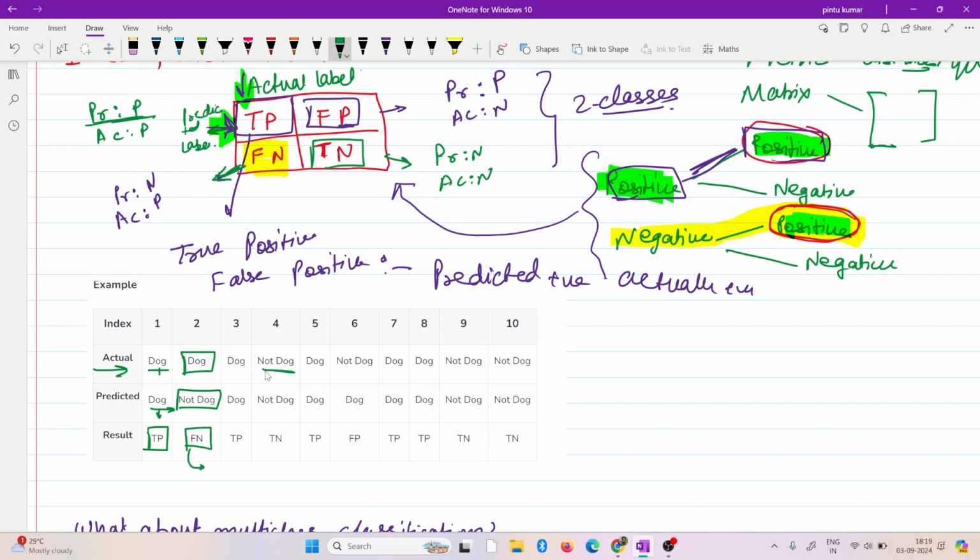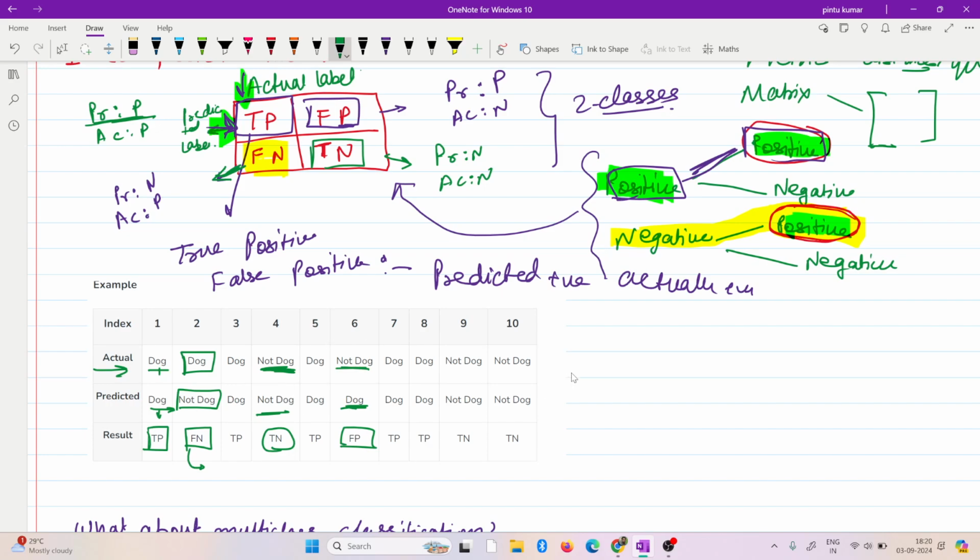Okay. Let's look at this example. It is not a dog and it is also classified as not dog, so it is a true negative. That is, it is negative and also classified as negative. And this example: the actual label is that it is not a dog, but it is classified as a dog. So it has been falsely classified as a dog. So this is a false positive.